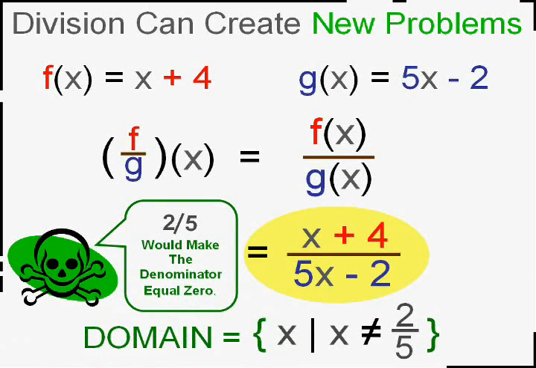Don't make me angry. You wouldn't like me when I'm angry. So there's your domain for this function, x such that x does not equal 2/5.